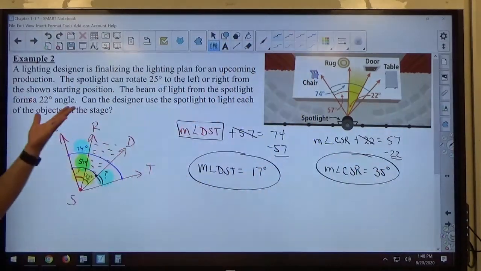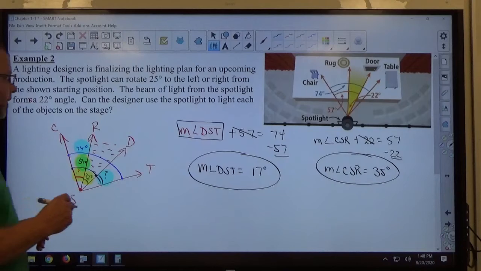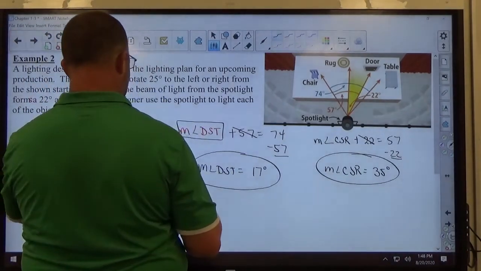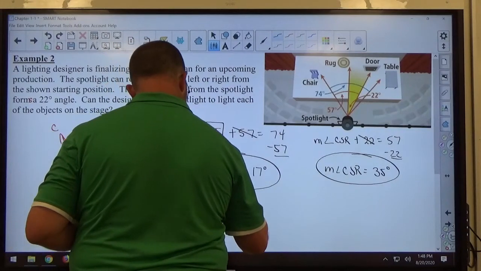Okay, so I'd expect in a word problem like this, you do the math, you get the mathematical answers, and then use that to interpret whether you can do what they're asking you to do or not. Is that going to work? No, because 25 degrees to the left is going to stop short of the chair, so the chair will never be in the spotlight. All right, so we can say, can the designer use the spotlight? They cannot use the spotlight.